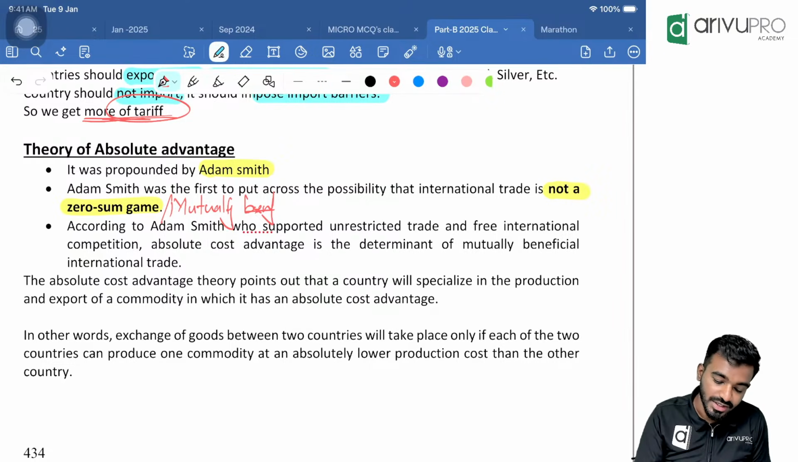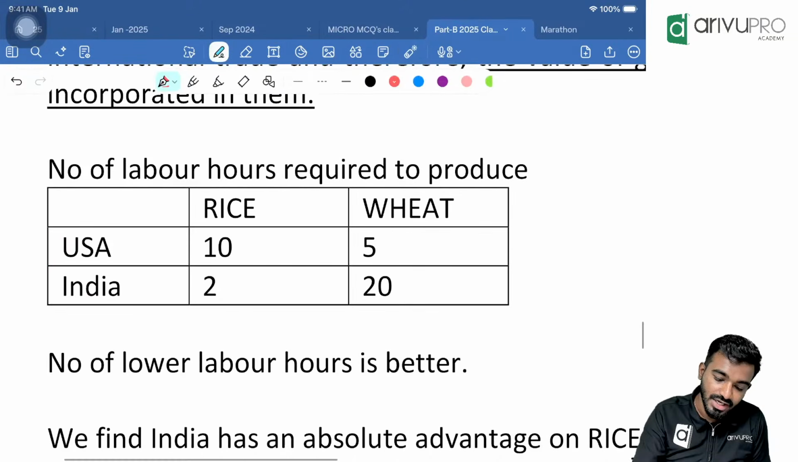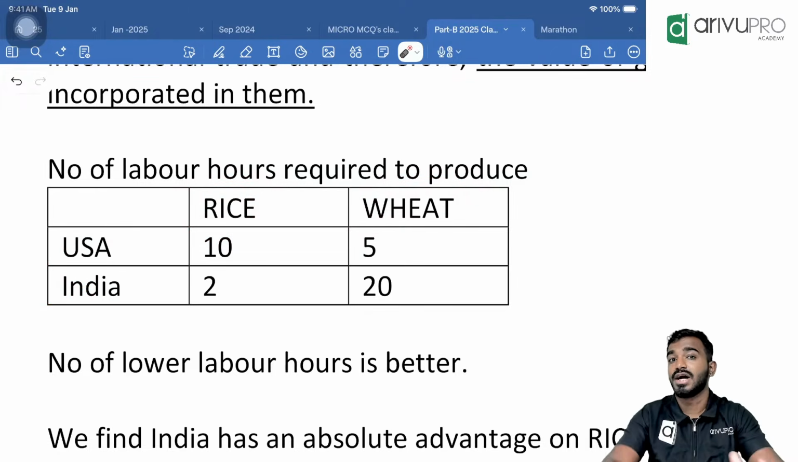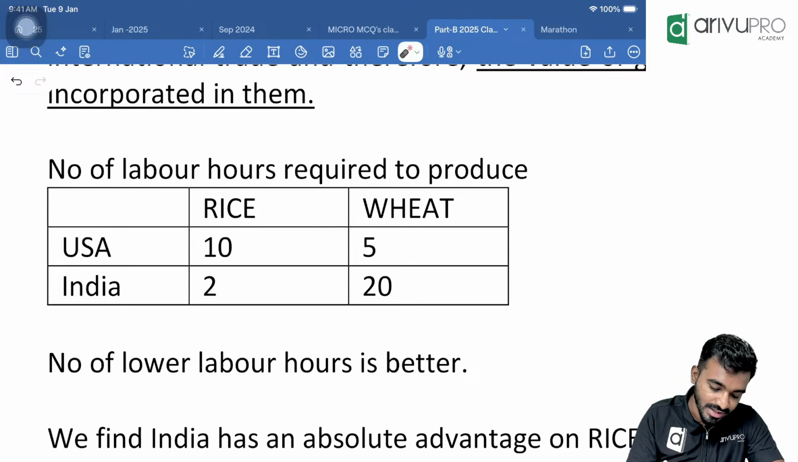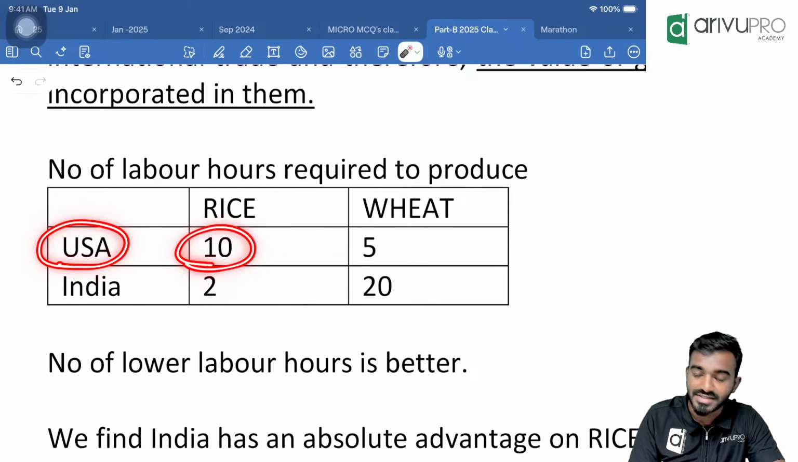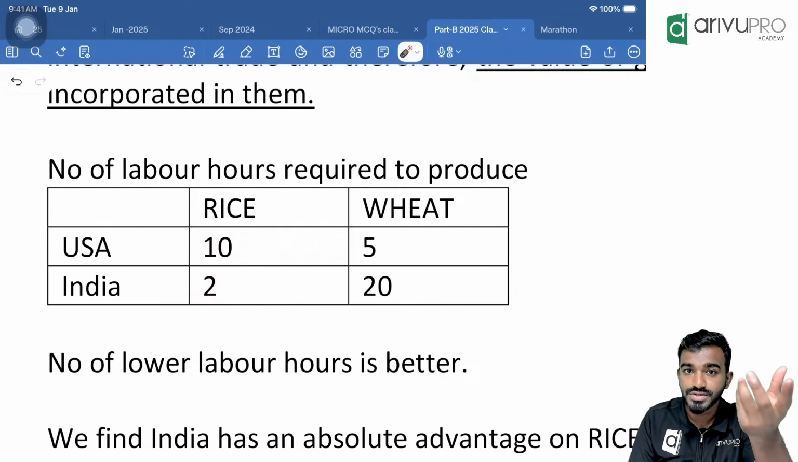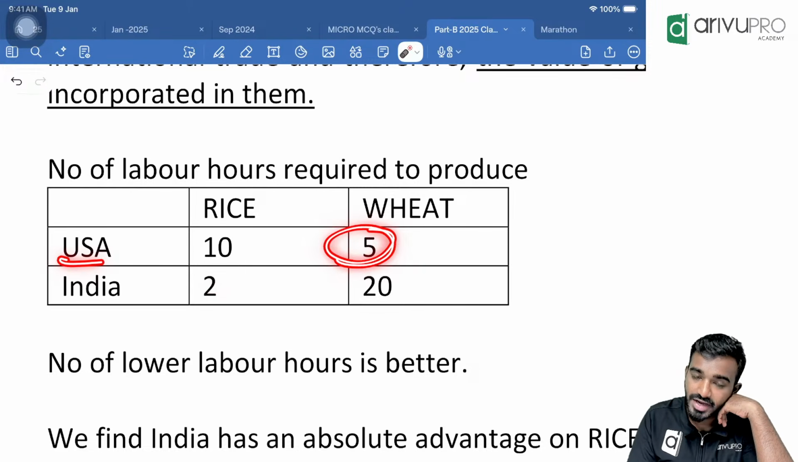For example, let's take a comparison between two countries, India and USA, between rice and wheat. I'm considering labor hours here. Lesser labor hours is always better. Let's say to produce 1 unit of rice, the USA takes 10 labor hours, but India takes 2 labor hours. So who is better? India is better. In terms of wheat productivity, the USA takes 5 labor hours, but India takes 20 labor hours. Who is better?